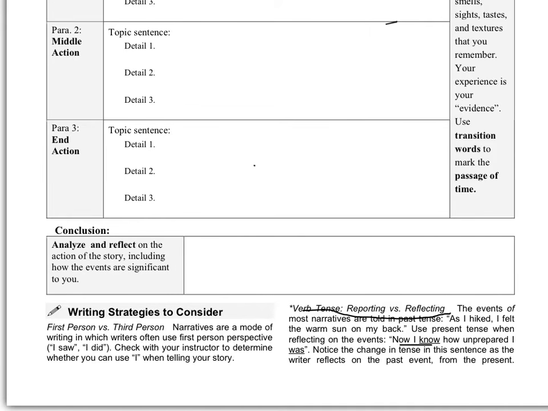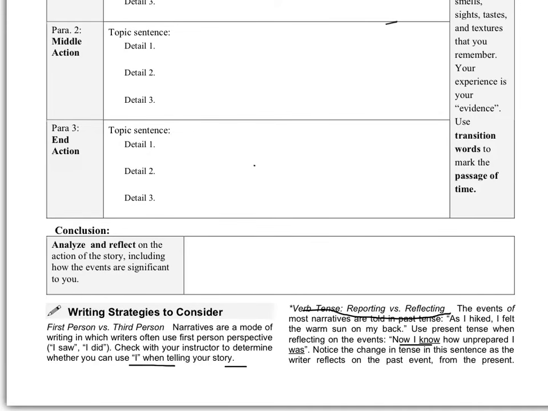Okay, this says first person versus third person. I think it's perfectly fine to use I when you're giving a personal narrative. Other kinds of writing that we do, we will try to avoid it, but in this case, I don't think that it's necessary. So I have attached a blank copy of this form that I want you to fill out.